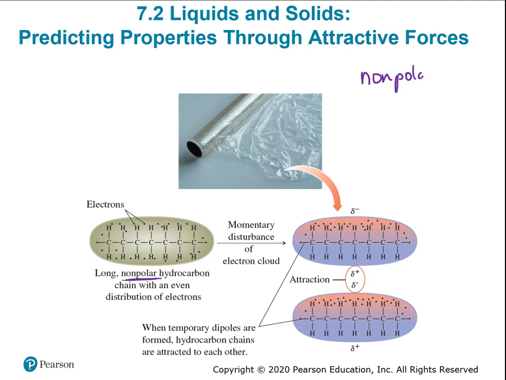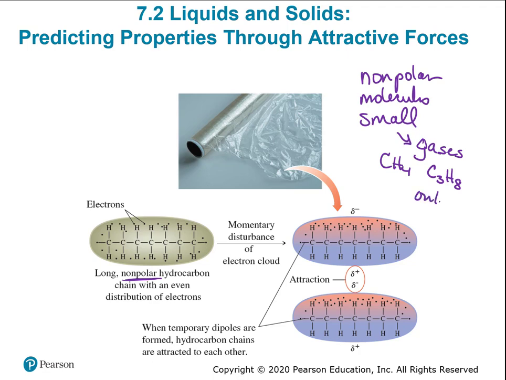So nonpolar molecules that are small are always gases because they really don't have any attraction. So things like CH4, that's methane, right? Natural gas. Even propane, right? Propane is in a cylinder. The only way you can liquefy it is by pressurizing it. So those all exist at room temperature as gases, and that's because these are such weak forces. They only have London forces.